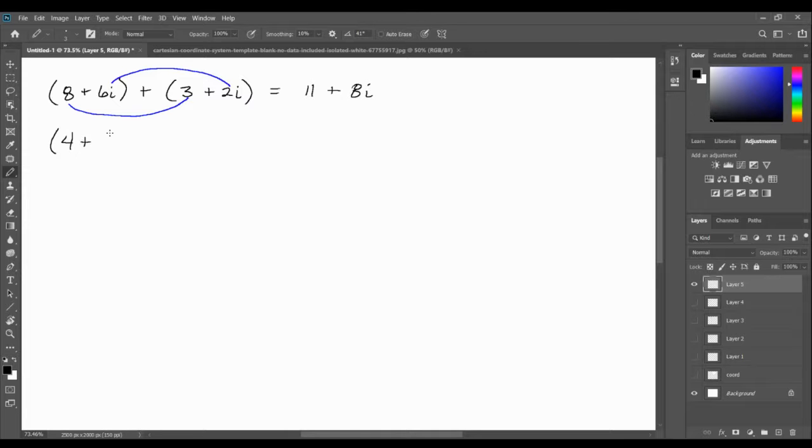4 plus 5i minus 6 minus 3i. Again, worry about our real numbers and worry about our complex numbers separately. 4 minus 6 is negative 2. 5i minus negative 3i is plus 8i. So we were able to subtract those just fine. Watch your signs. Make sure that this minus sign kind of gets distributed through there. That would be important. Don't want to forget that at all.